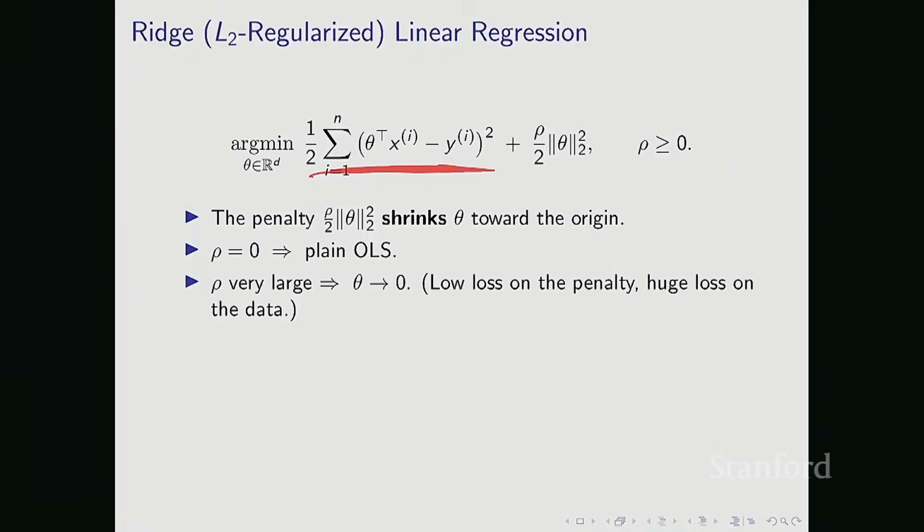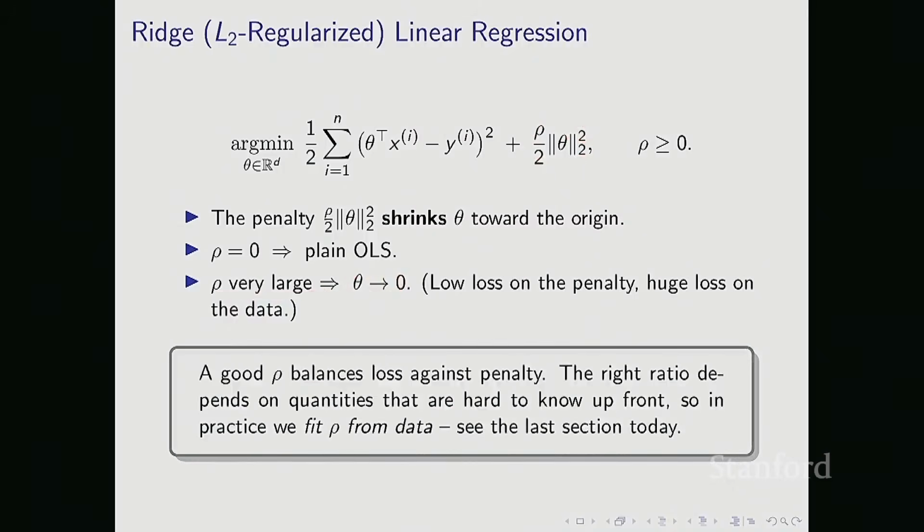It's going to shrink that theta, and it's still going to respect some of the error that we have over here. Clear now? So at 0, it's playing ordinary least squares, which has the issues we talked about. When it gets very large, then theta gets closer and closer to 0 to satisfy this penalty. All right, so a good balanced rho balances the two. The right ratio depends on the data.